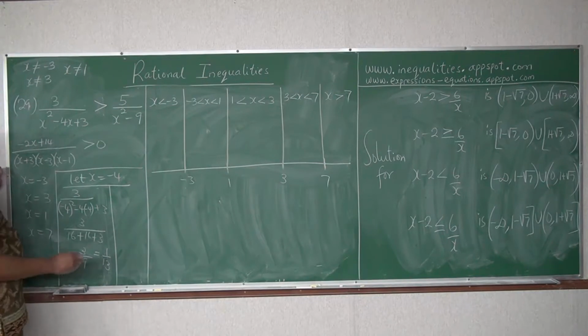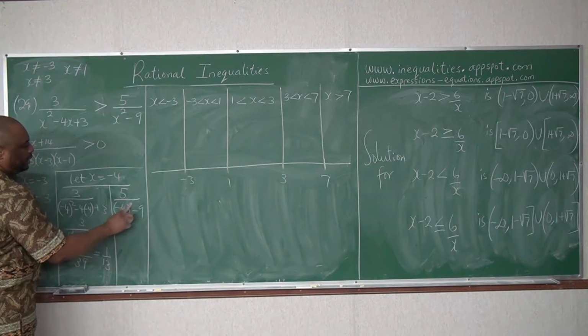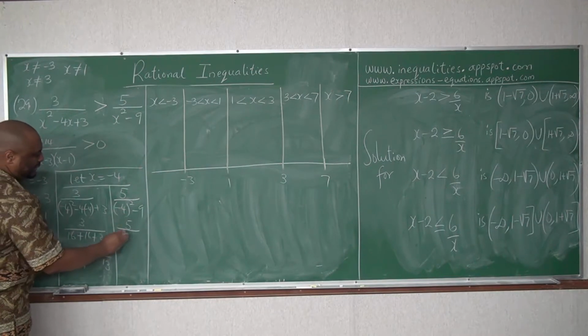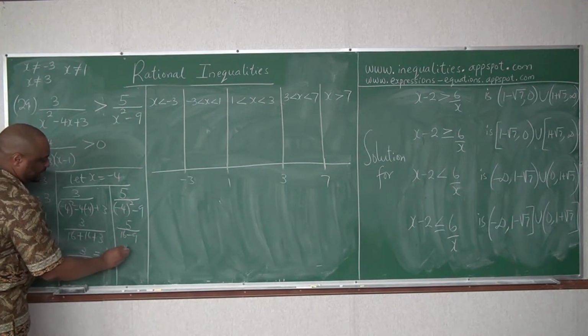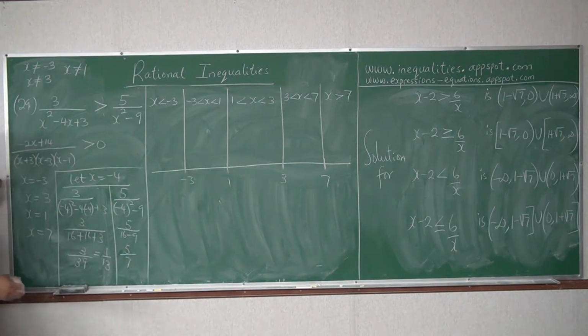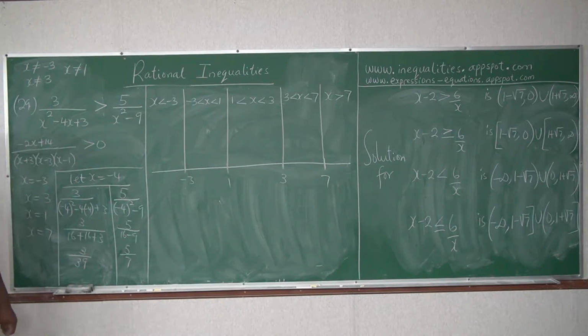Alright, this one will be 5 over negative 4 all squared minus 9. And that is 5 over 16 minus 9. And that is 5 over 7. Right? Oh, sorry. 16 plus 16. Hey, I am so sorry. 16 plus 16 is 32. 32 plus 3 is 35.